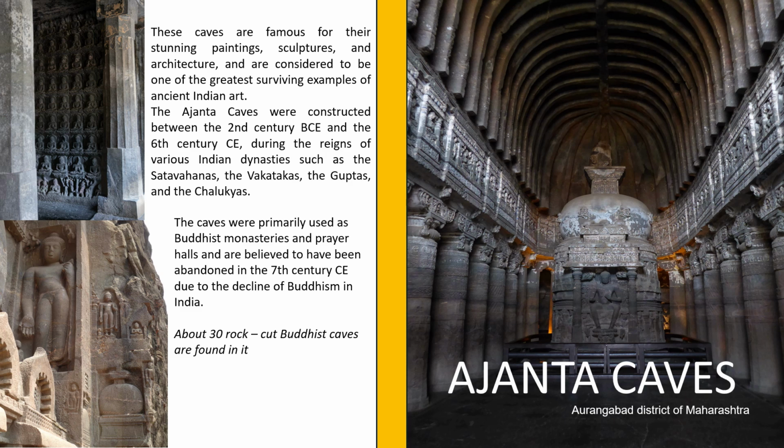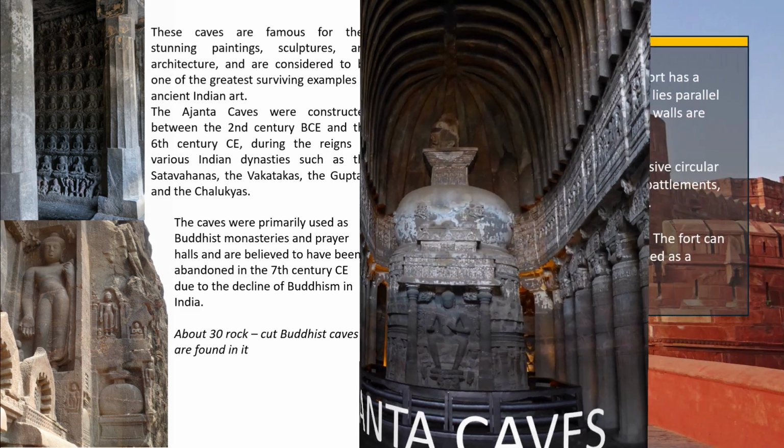These caves were primarily used as Buddhist monasteries and prayer halls and are believed to have been abandoned in the 7th century CE due to the decline of Buddhism in India. About 30 rock-cut Buddhist caves are found in Ajanta Caves.